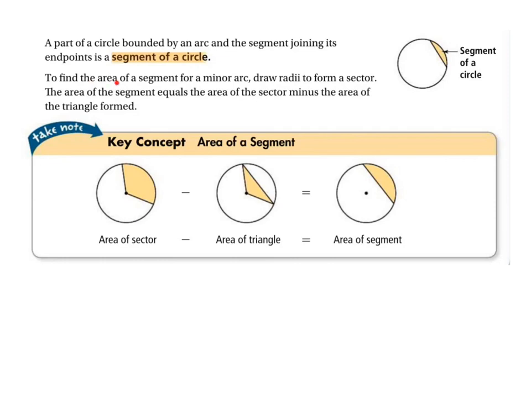That's the big idea. So to find the area of a segment for a minor arc, draw radii to form a sector, and then the area of the segment equals the area of this whole sector minus the area of the triangle that's formed when you connect those endpoints, like I just said. Cool, okay. Let's do one and see if this presents a challenge to us.